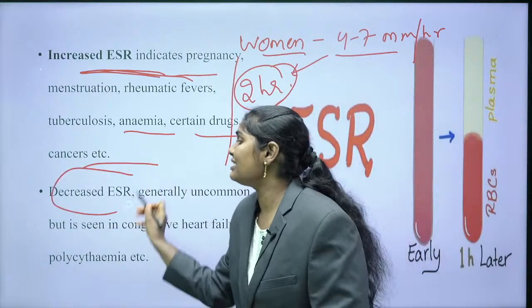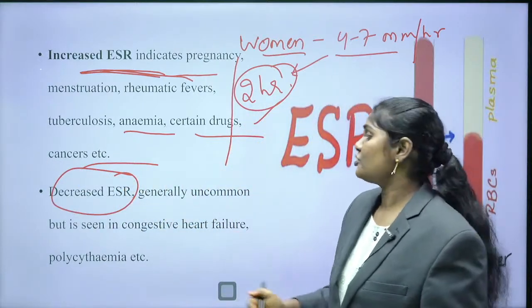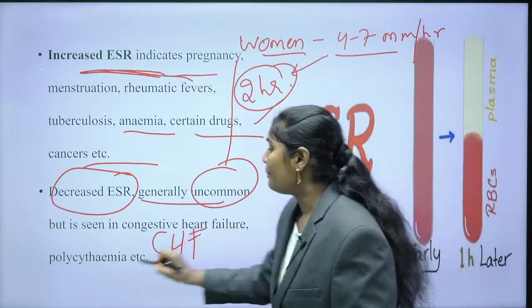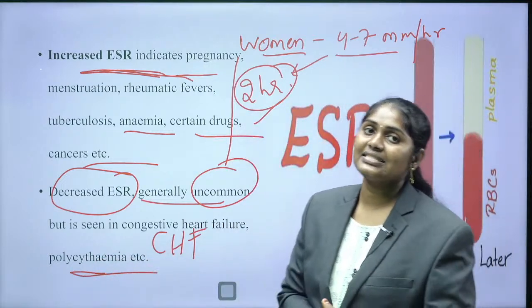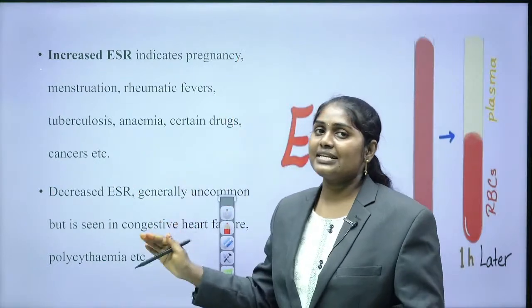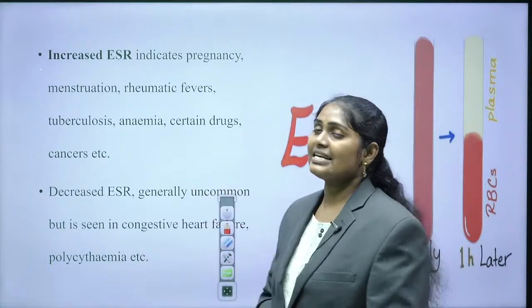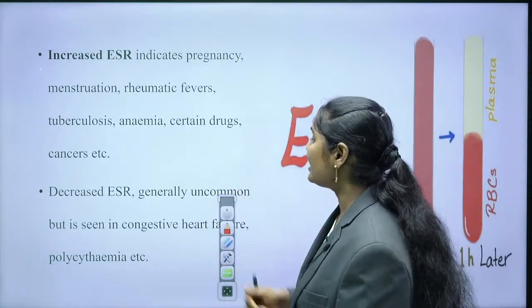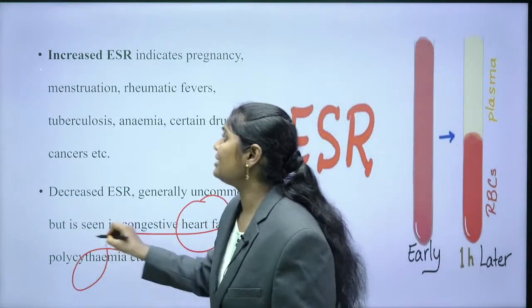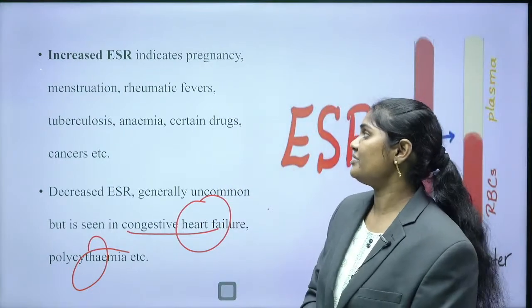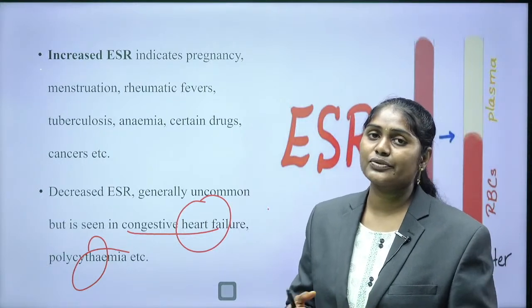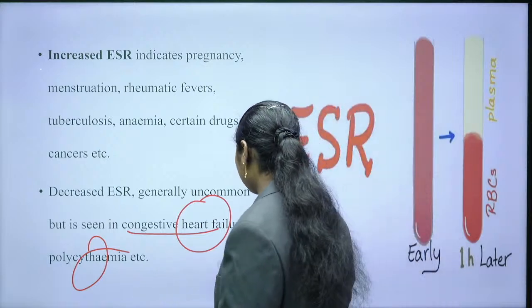And decreased ESR means a decrease from the standard values. The decreased ESR is generally seen in congestive heart failure and polycythemia. So decreased ESR is seen in these types of conditions. Especially, increased ESR is seen in which conditions and decreased ESR is seen in which conditions, that is important. Decreased ESR is seen in conditions like congestive heart failure, polycythemia. Increased ESR is seen in pregnancy, menstruation, rheumatic fever, tuberculosis, anemia and when a person is using certain cancer drugs.